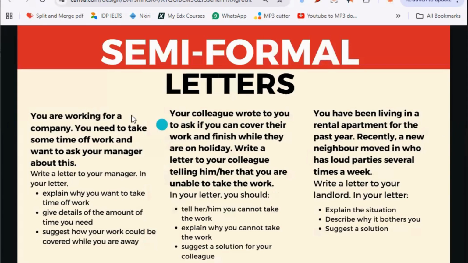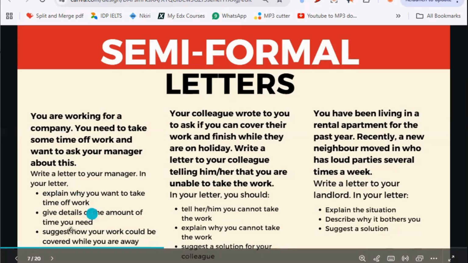What are semi-formal letters? Look at it. You are working for a company. You need to take some time off work and you want to ask your manager about this. So a letter to your manager is a semi-formal letter. In your letter, explain why you want to take time off work, give details of the amount of time you need, and suggest how your work would be covered when you are away. Can you see that? Three things that must be addressed.